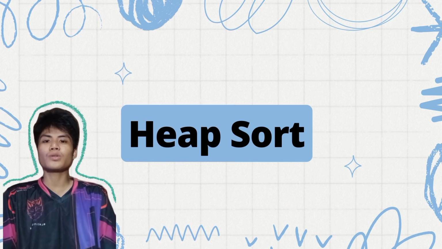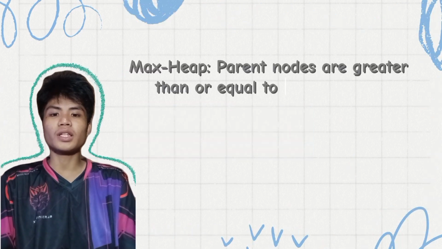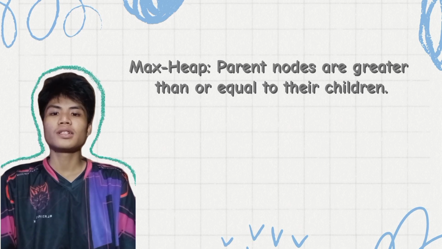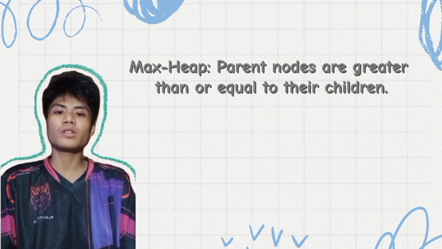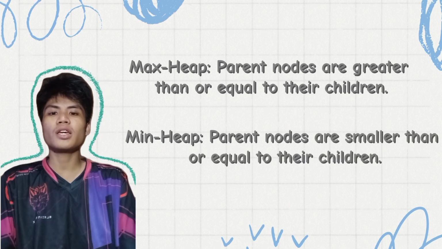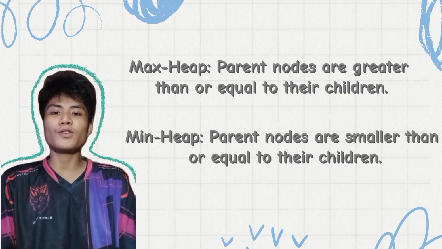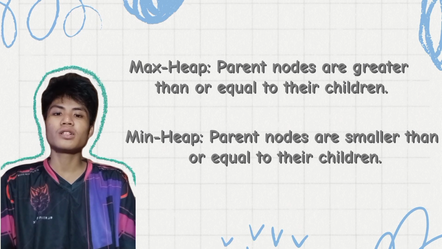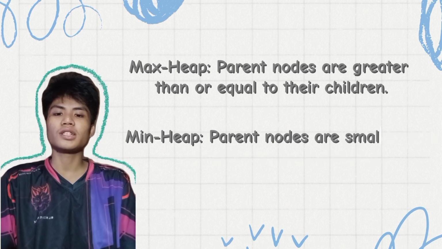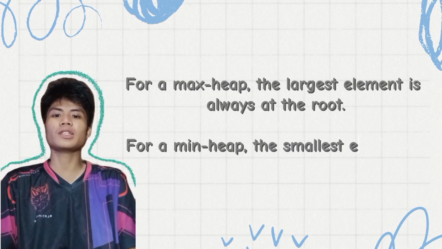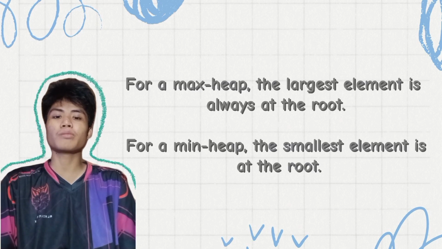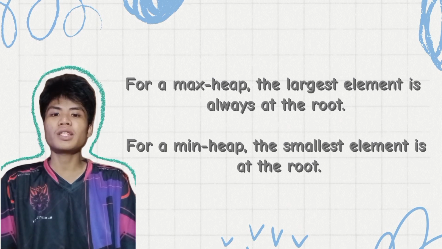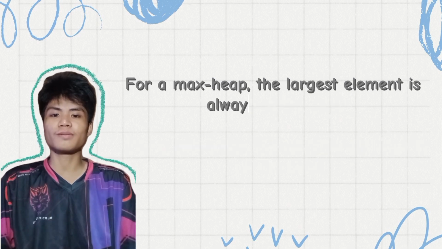from the heap. So, when you say max heap, it is a parent node that is greater than or equal to its children. When you say min heap, it is also a parent node, but smaller than or equal to its children. So heap properties ensure a max heap: the largest element is always at the root. Then in a min heap, the smallest element is at the root.